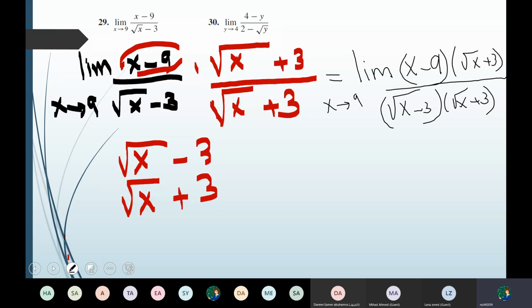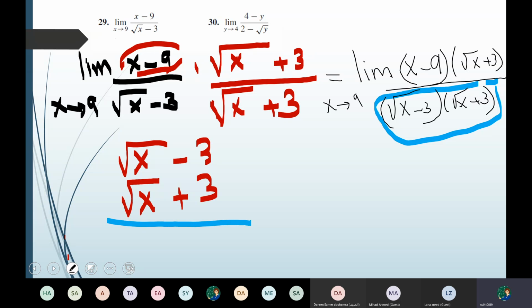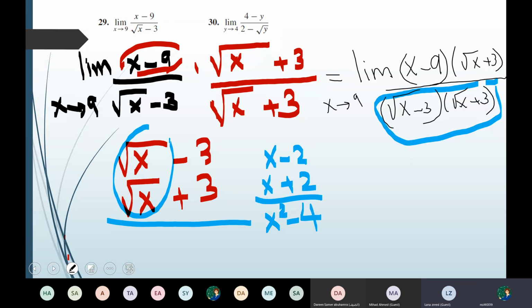Then look here now, Yelana. If you multiply square root of x minus 3 by square root of x plus 3, what will you get? If you multiply x minus 2 times x plus 2, did we get x squared minus 4? Yes. Here it is the same. If you multiply them, you will get x minus 9. Exactly. So you will get x minus 9 down.